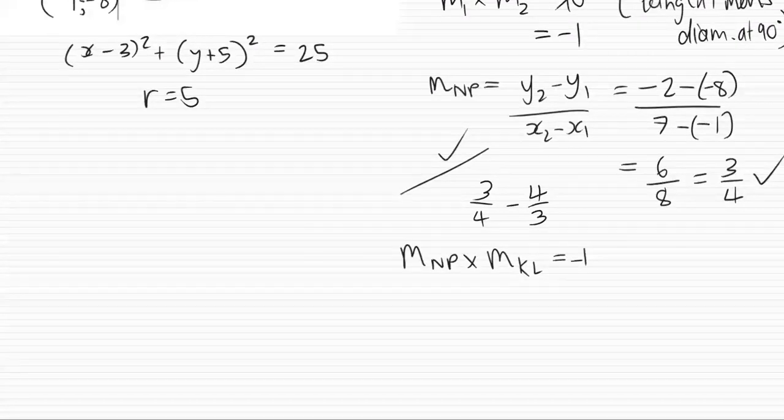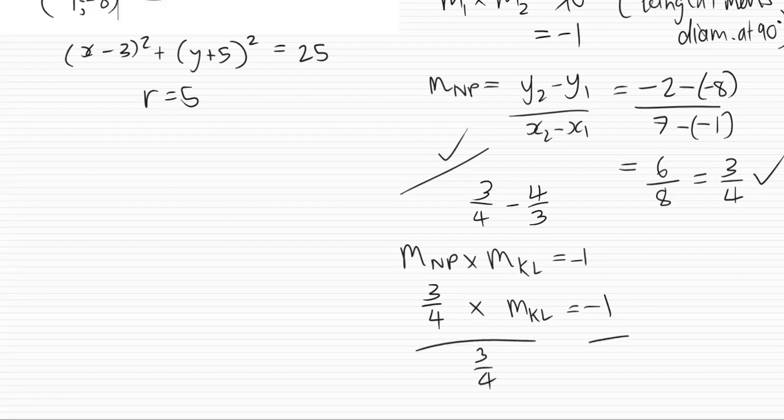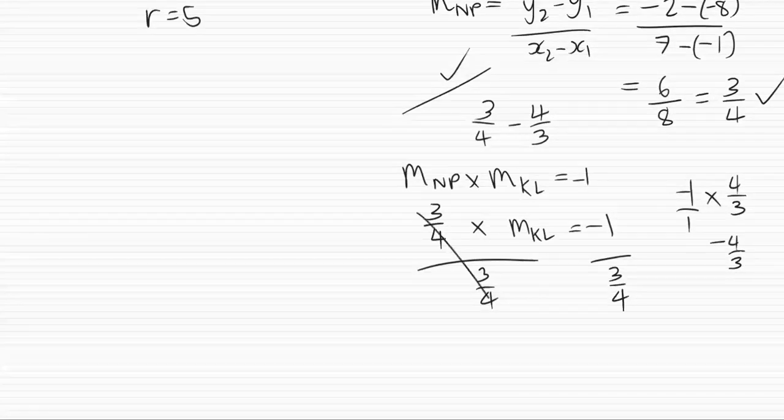The working would be m_NP, which is 3/4, times m_KL is equal to -1. And so when you divide both sides by 3/4, it's -1 times 4/3. Top times top, bottom times bottom is -4/3. Just to see, I'll also use the calculator. Those cancel out, and the gradient of KL is -4/3.